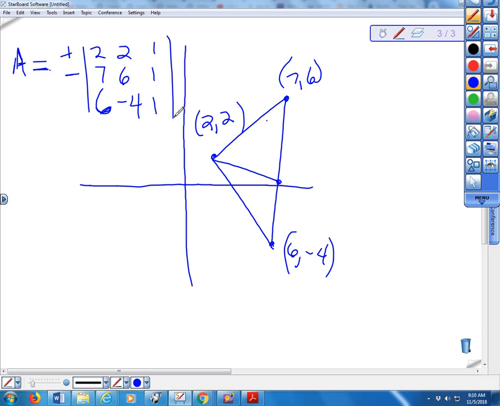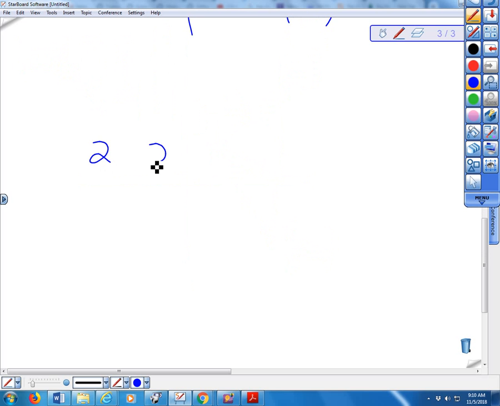Why are we coming down with 1? That's the rule. That's how you do this. I'm trying to explain how you find the area of a triangle using determinants. And this is the process. And it's actually plus or minus 1/2 times the determinant. So let's find the determinant. 2, 2, 1.